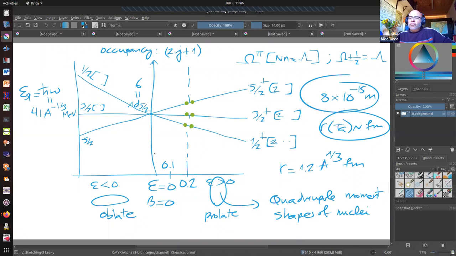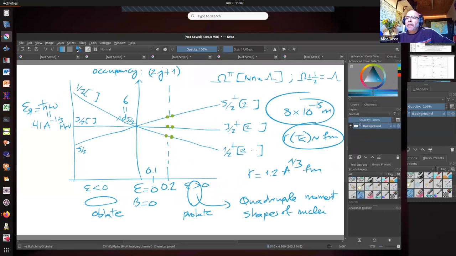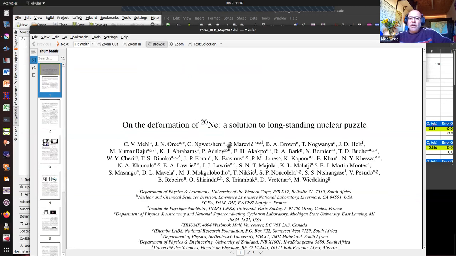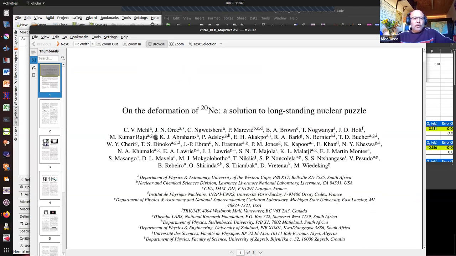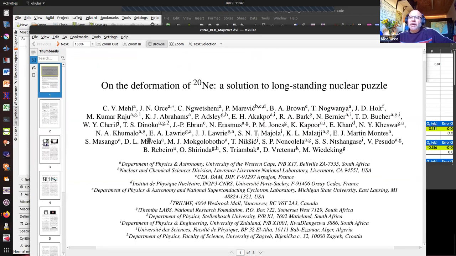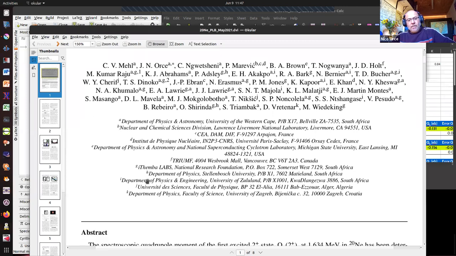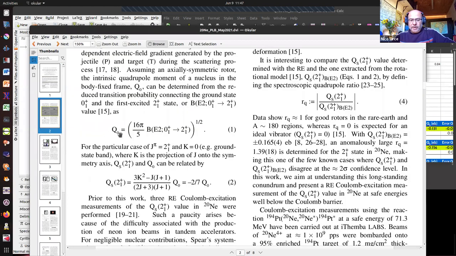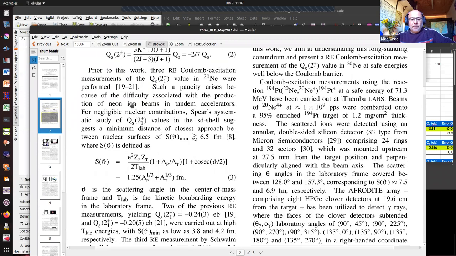So we are going to do the same thing, and we are going to do the same thing for the particular case of neon 21. So if we go now to neon 21, this is a paper which we're going to submit next week once we finish the lecturing. A paper led by your physics tutor, Craig Mehl, right? So this manuscript will be submitted to Physics Letters B next week. And as you can see, this is a work done for many years, actually, where we are measuring the quadrupole moment, which is defined as Q in the laboratory frame.